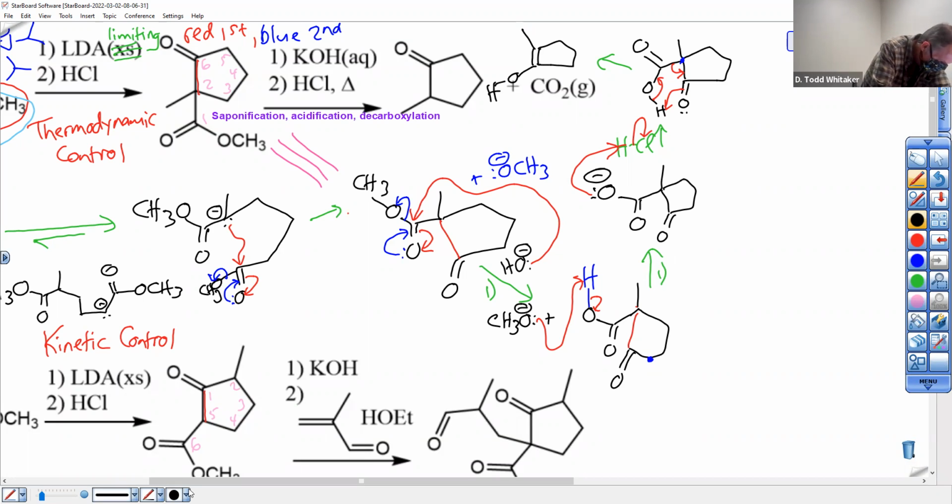For having trouble seeing stuff here, carbon 1, 2, 3, 4, 5: 1 is going to be the carbonyl, 2's got the methyl. I'm making an enol into a ketone. What's that process?